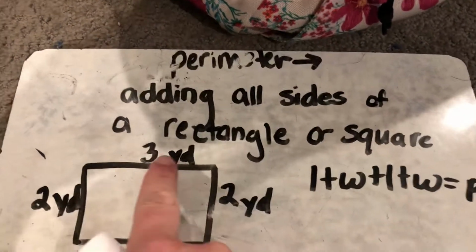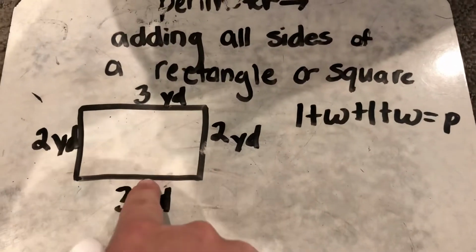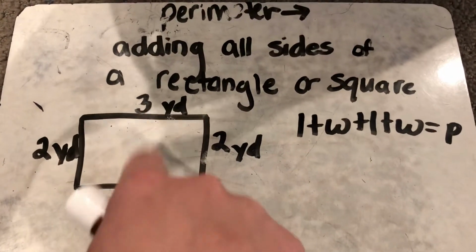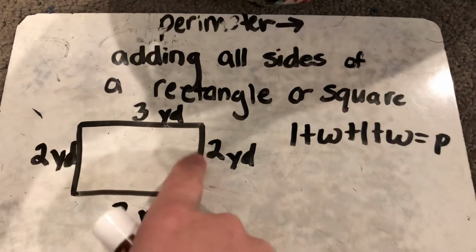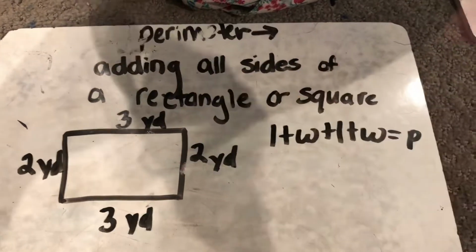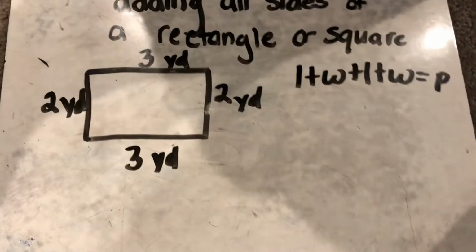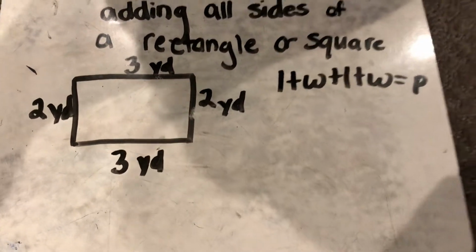Okay, a rectangle has 2 sides that are the same, 2 lengths that are the same, and 2 widths that are the same. In a square, all sides are the same. All right, so we're going to go ahead and this is our practice. Go ahead and get a sheet of paper and a pencil.